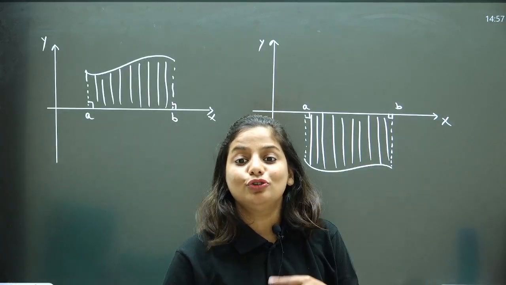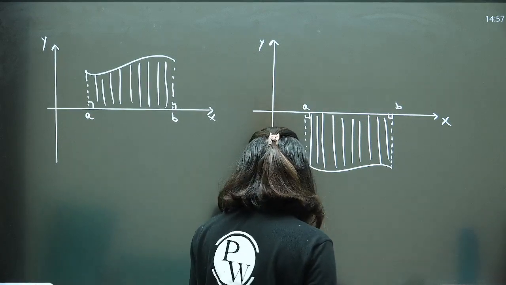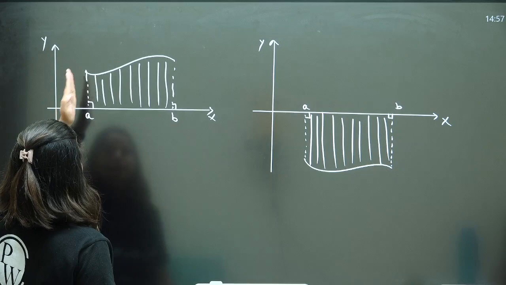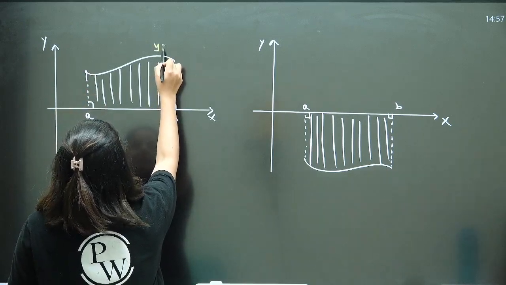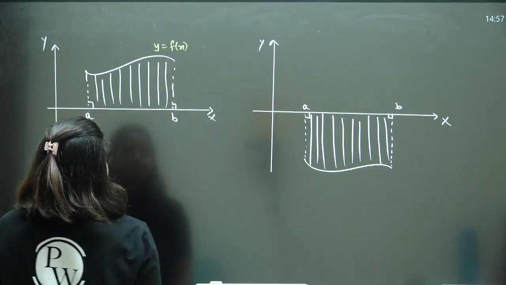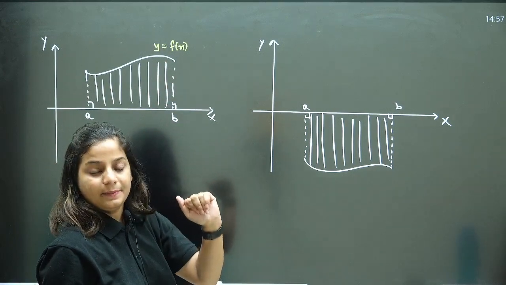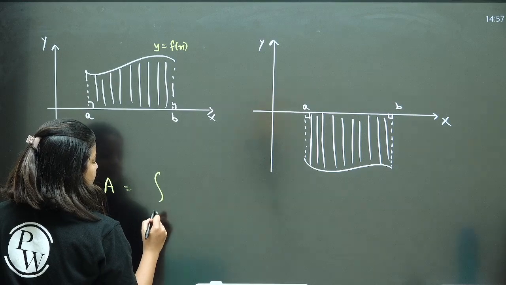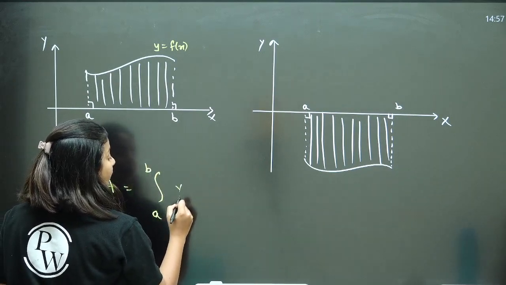Now, how to use the formula? Let's talk about that, guys. We are going at a good speed. Let's say you want to find the area under this curve y equal to f of x from point A to point B. The formula for area will be integral A to B y dx.